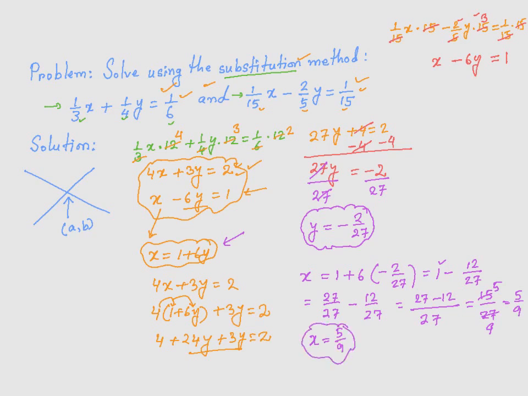Now, if this equation and this equation are sketched by this, which is a sketch, not the actual thing, this point of intersection will have coordinates x is equal to 5 over 9, comma, y is negative 2 over 27. I hope that this discussion was helpful.